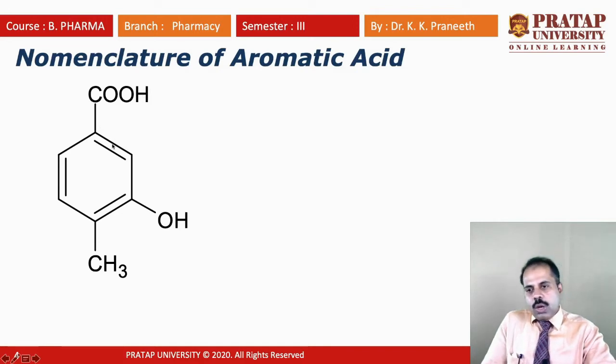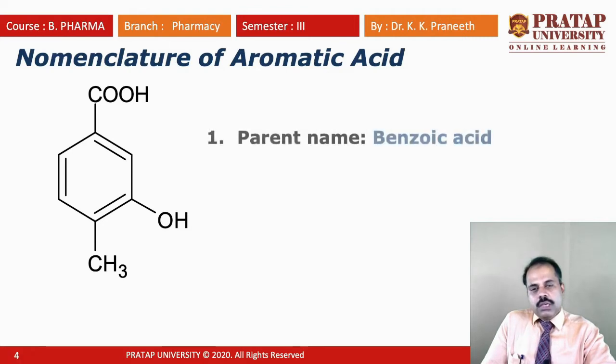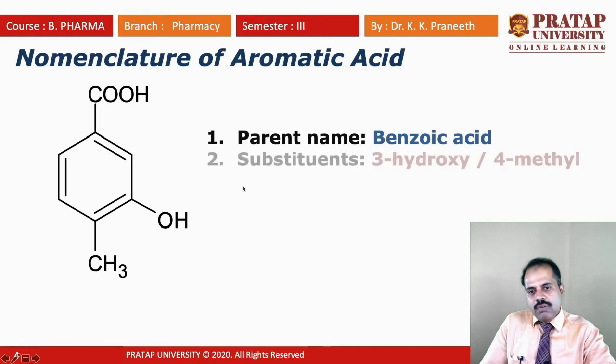So how to name this? First we need to name the parent name. The parent name is benzoic acid. This phenyl ring, benzene ring with a carboxylic acid, is called benzoic acid. This is the parent name, benzoic acid. And then after finding out the parent name, we can see what the substitutions are.